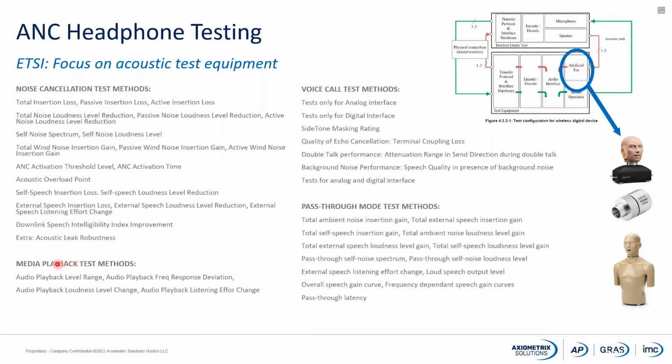We're going to see how the ANC algorithms will affect audio playback, for example, and also many recommendations on how to test the voice call performance and the pass-through mode as well. Of course, we don't have time to look into everything. We're going to put the focus on the artificial ear part, and also some basic concepts related to insertion loss measurements.